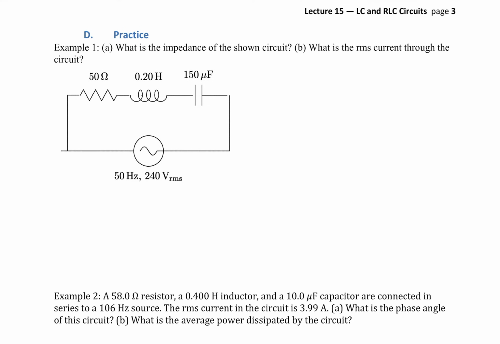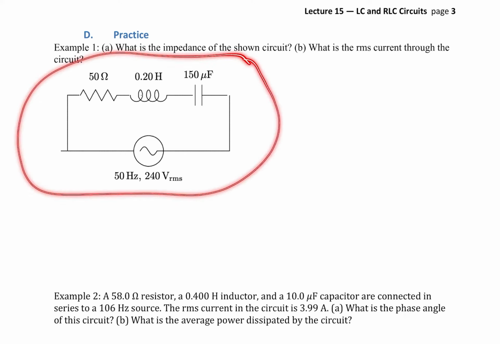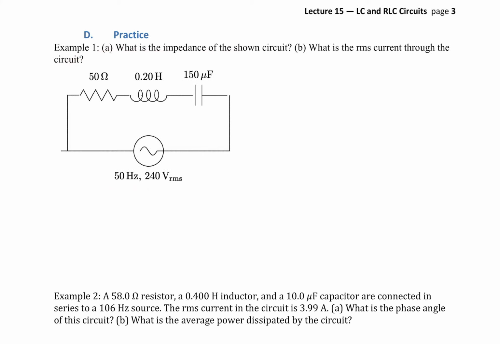The actual approach to solving these problems is fairly straightforward, I would say, and there's only one type of problem: problems that involve an RLC circuit and the formulas that we were just covering. Okay, so example 1. What is the impedance of the shown circuit? Well, it's an RLC series circuit. It's the only type of circuit we're talking about in this lecture, really, other than qualitatively talking about LC circuits, right? It's the only type of circuit we're talking about quantitatively.